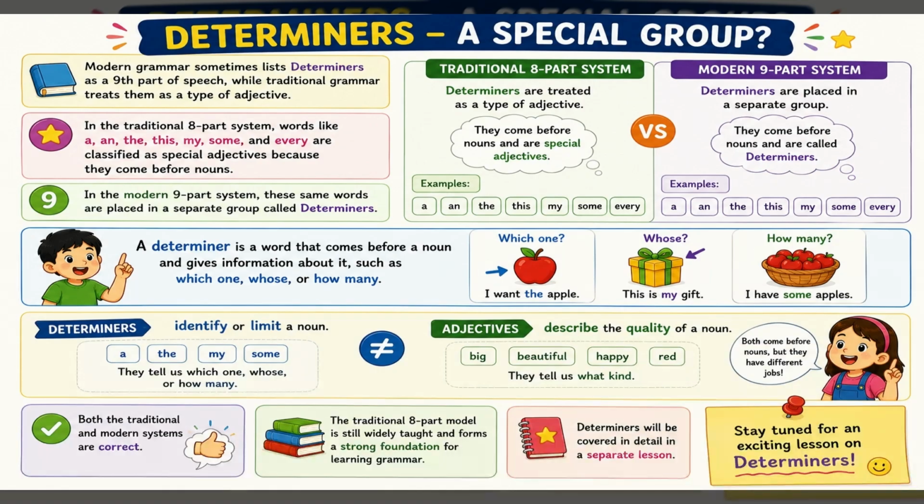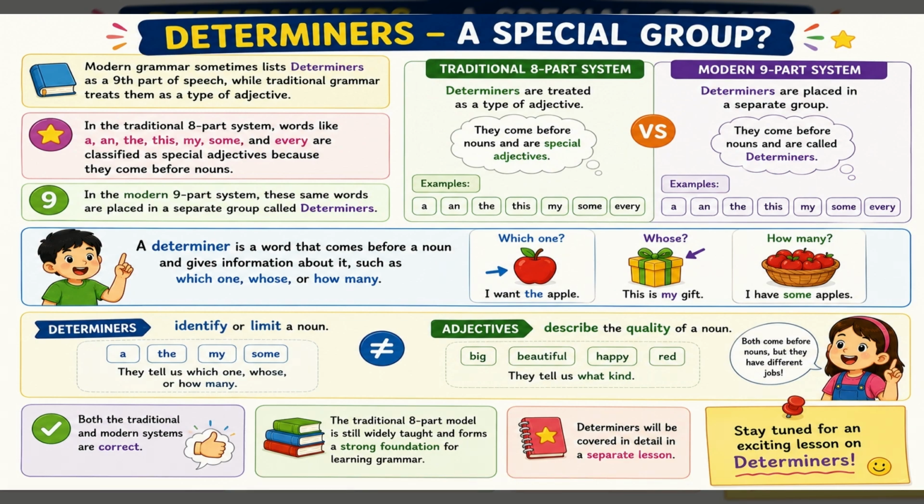But if you have studied English grammar from some modern books, you might be wondering, what about determiners? Aren't they also a part of speech? That's a very good question. The answer is yes and no, depending on which grammar system you're following. In this series, we have followed the traditional classification of the parts of speech, which has been taught for centuries. According to this system, English has 8 parts of speech.